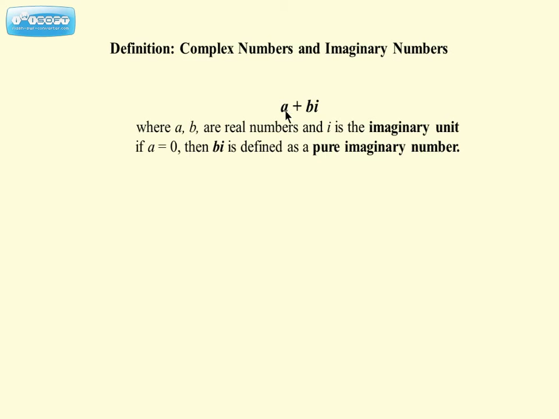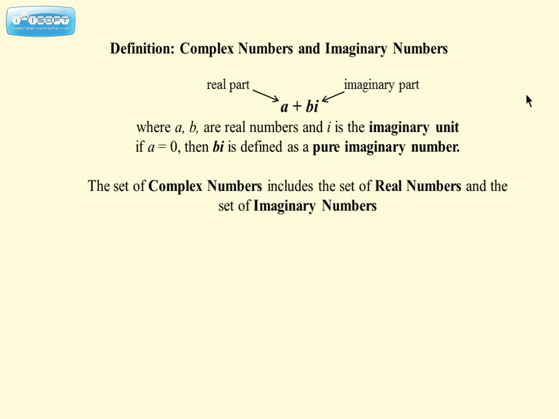The definition of complex numbers is as follows. A complex number is defined as a plus bi, where a is the real part and bi is the imaginary part. a and b are real numbers, and i is defined as the imaginary unit. The set of complex numbers includes the set of real numbers, which you're familiar with, and we're now introducing another set of numbers, the imaginary numbers.